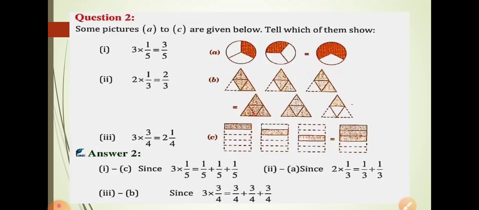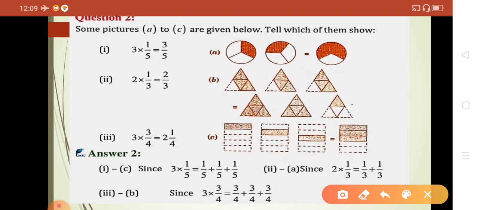Some pictures are given below. Tell which of them shows. Again the same, match the columns. So 3 multiply 1 by 5. Again you have to check where there are 5 parts. So here 5 parts are there and here 5 parts are there.